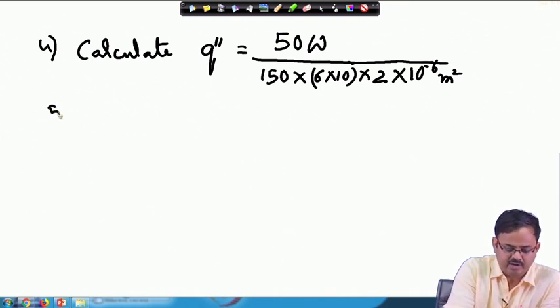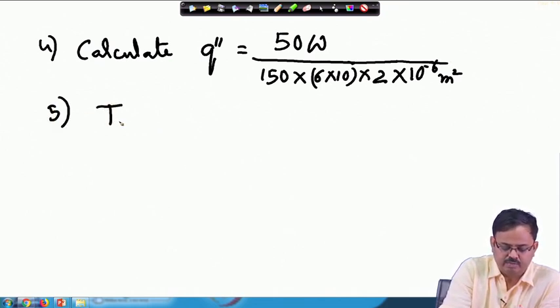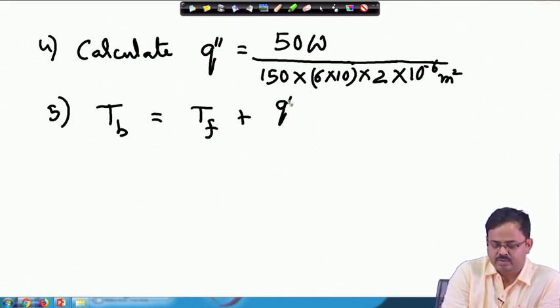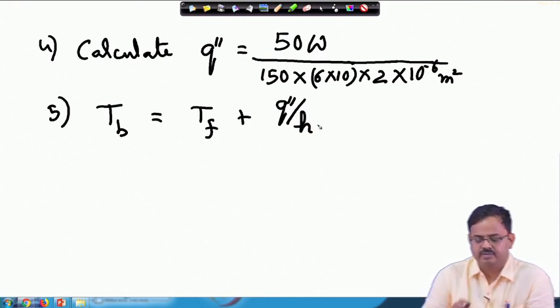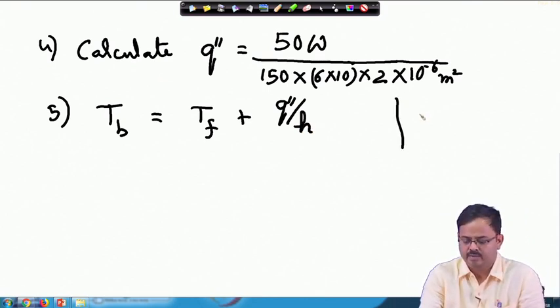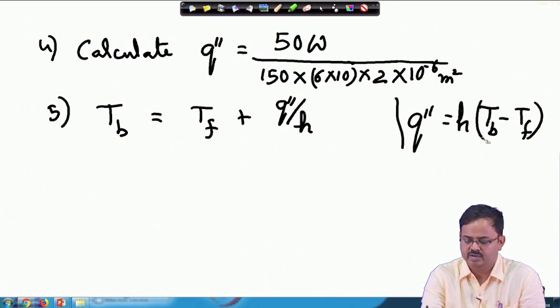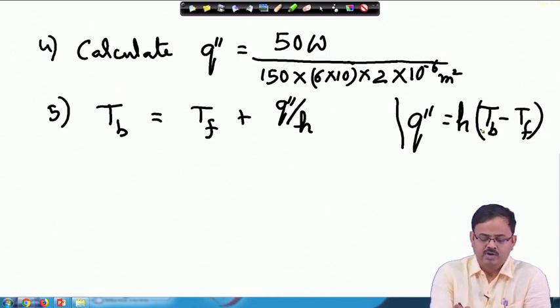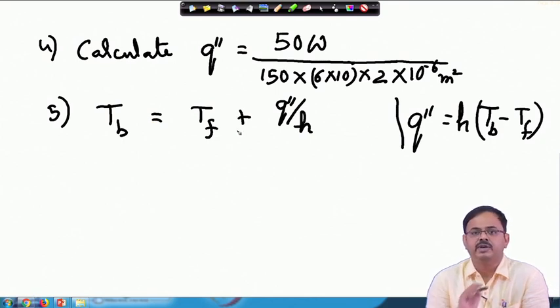Why is heat flux required? Because T of the board is going to be T of the fluid or air in this case plus q double prime over h. Why? Because q double prime is h times T board minus T fluid. Q is hA delta T, q double prime is h delta T. Clear? So, I know q double prime, I know h, I have to find T board. What is the fluid temperature?